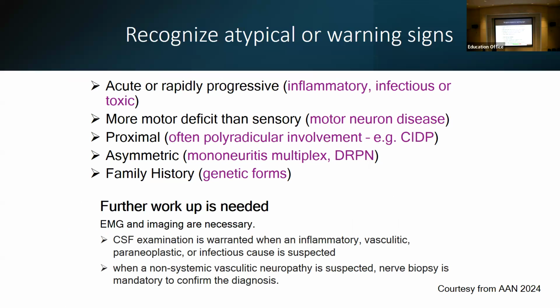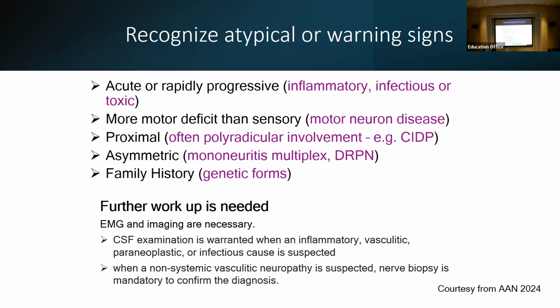For the atypical warning signs, you should also know that, in contrast to the garden variety we mentioned before, if the patient has acute or rapidly progressive symptoms, this usually indicates an inflammatory, infectious, or toxic etiology. If the patient has more motor deficits than sensory, you might be concerned about motor neuron disease. If the patient has more proximal weakness, like the shoulders or thighs, and it is symmetric, you might be concerned about polyradicular involvement, such as CIDP. If it is asymmetric, you might consider DRPN and/or mononeuritis multiplex.